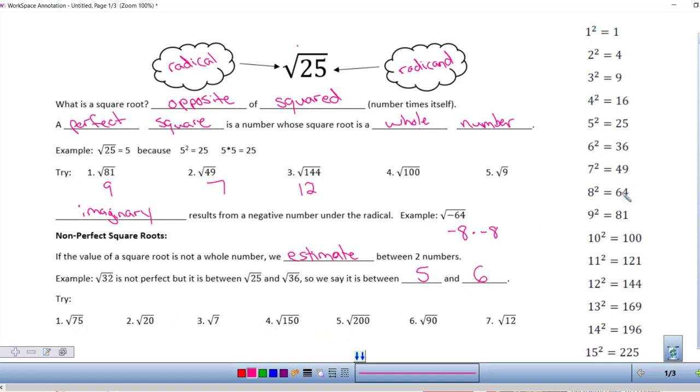Square root of 75 is between 64 and 81, so that means the square root is between 8 and 9. The square root of 20 is between 16 and 25, so that would be 4 and 5. The square root of 7 is between 4 and 9, so 2 and 3. And you guys can try the rest of those. For now, I will give you this list of perfect squares, but it would be great if you could memorize perfect squares up to 15.